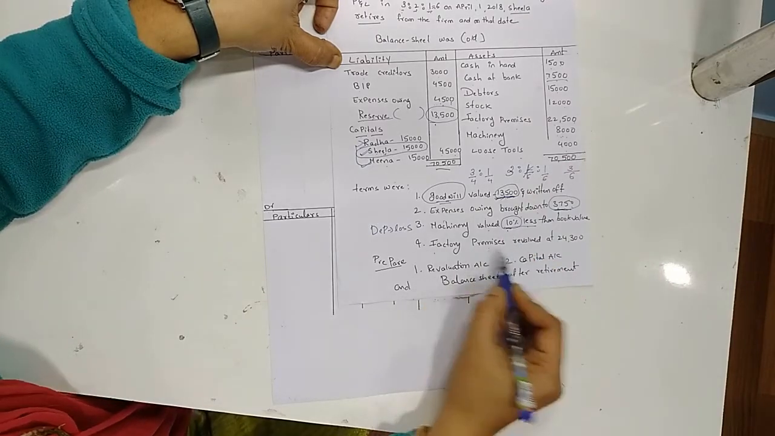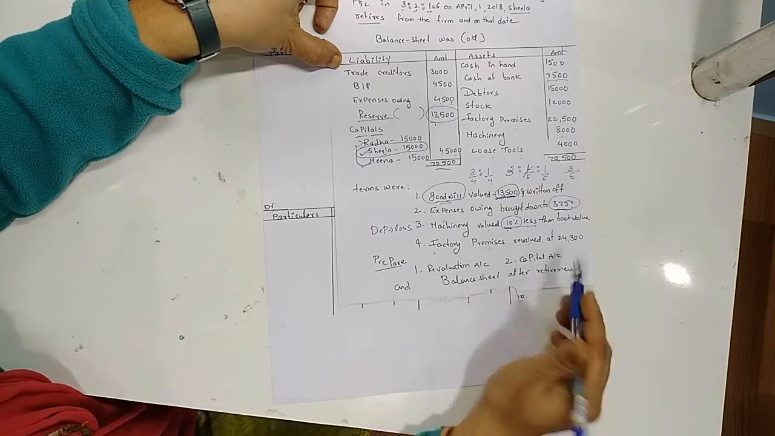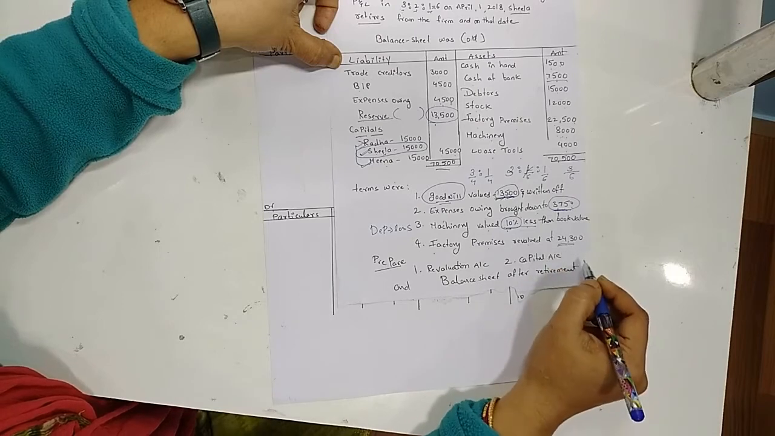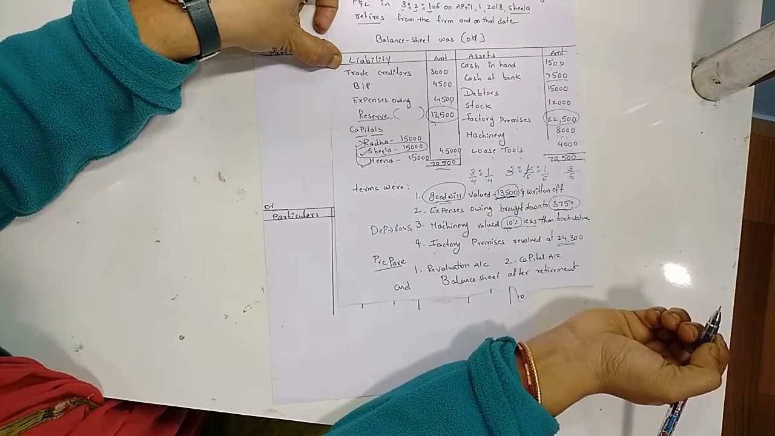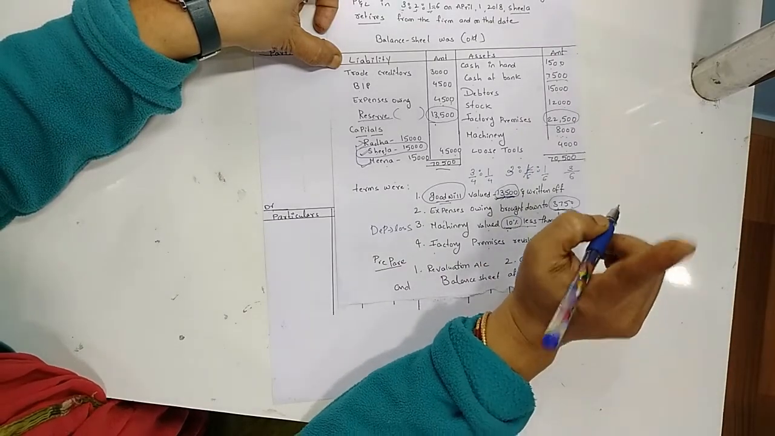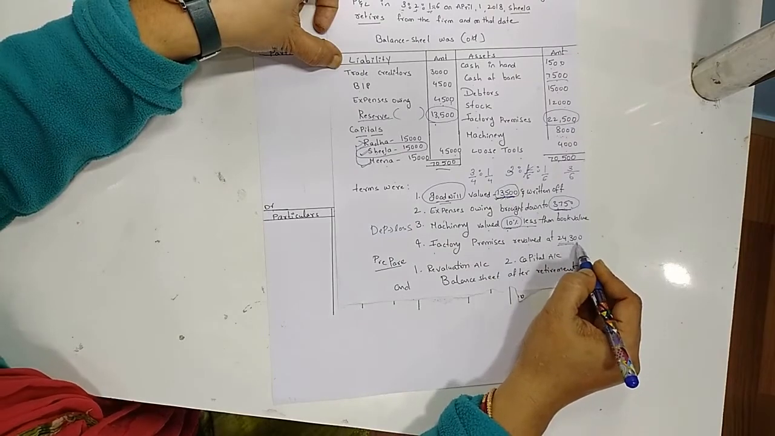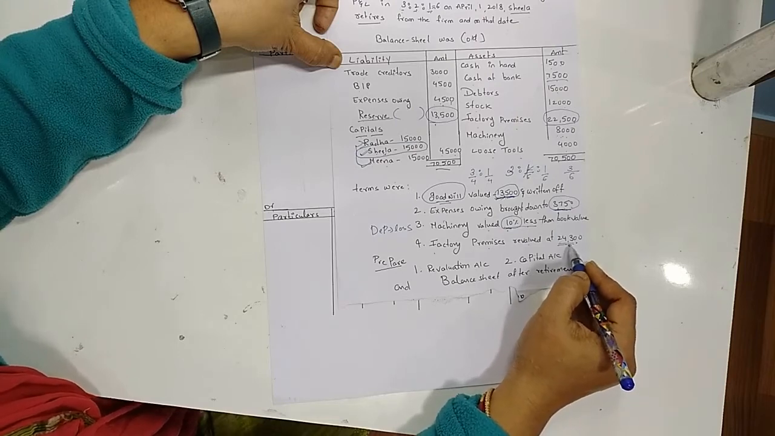Factory premises revalued at 24,300. So when you valued it now, the factory value was 24,300. Check in your old balance sheet. What was that value? Actually, the value was 22,500. So from 22,500, it increased to 24,300. Means your asset value increased. If your asset value is increasing, that is a benefit or a profit for you.